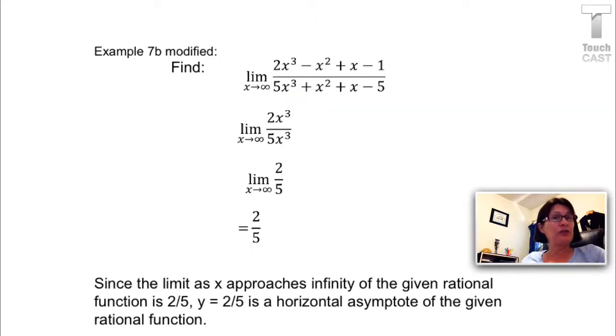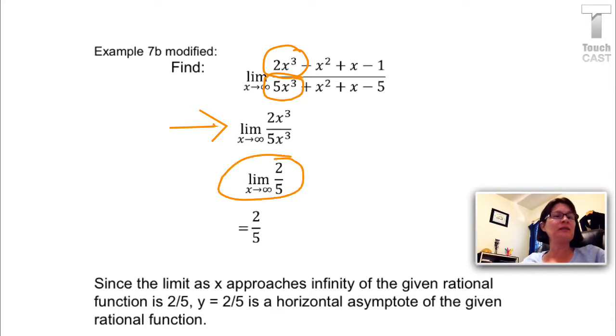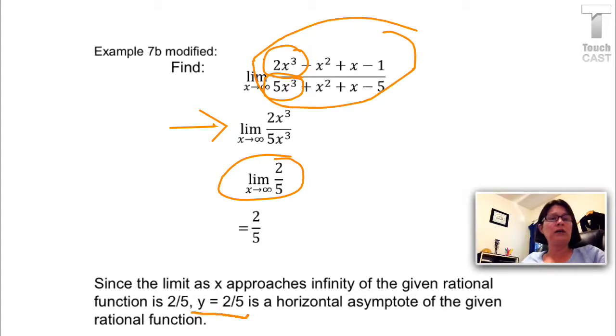Here's a slightly different function. Again, I want to find the limit as x approaches infinity of a big rational function. Consider as x gets bigger, 2x cubed will dominate in the numerator, 5x cubed will dominate in the denominator. So I can consider the behavior of this function, 2x cubed over 5x cubed. That simplifies to 2 over 5, and the limit as x approaches infinity of 2/5 is 2/5. So we would say that this function, this original rational function up here, has a horizontal asymptote at y equals 2/5.